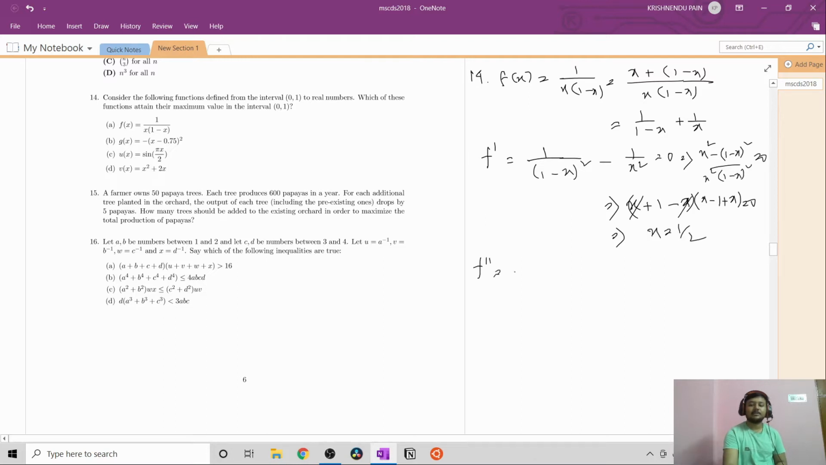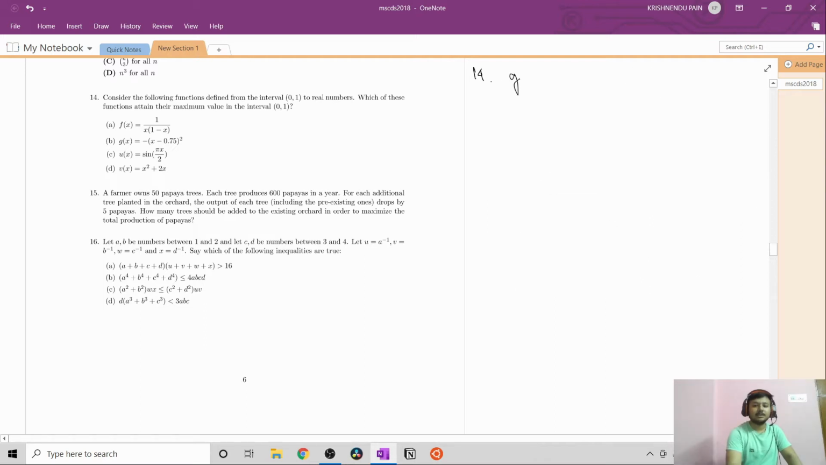If we differentiate this again, f double dash will be equal to 2 by 1 minus x whole cube plus 2 by x cube. So this is greater than 0 at x equal to half. So at x equal to half, f is minimum. So option A is not correct.